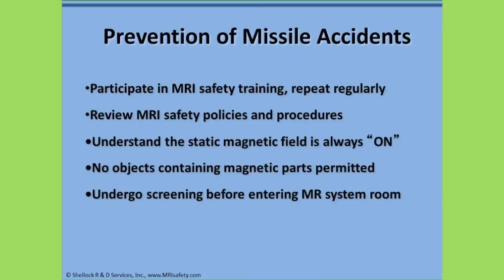First and foremost, all individuals working in and around the MRI facility must undergo proper MRI safety training, and this training should be repeated on an annual basis. Additionally, you should routinely review all MRI safety policies and procedures set forth by the MRI Center and its medical director. You must understand that the powerful magnetic field associated with a superconducting magnet is always on, and therefore the dangers are always present. In general, never allow equipment, devices, or other objects containing ferromagnetic materials into the MRI system room.